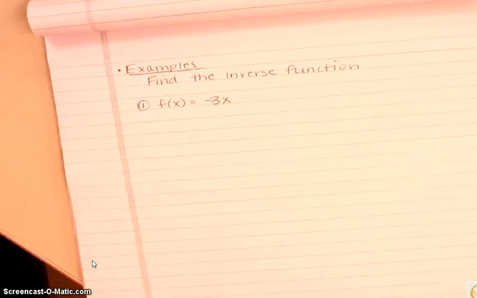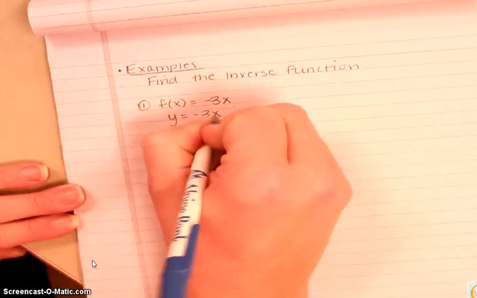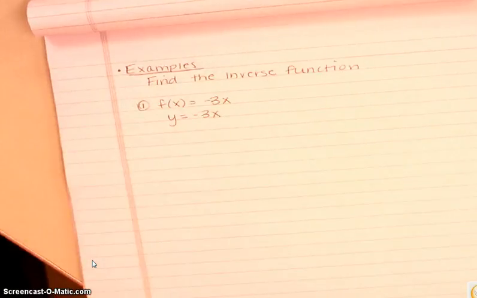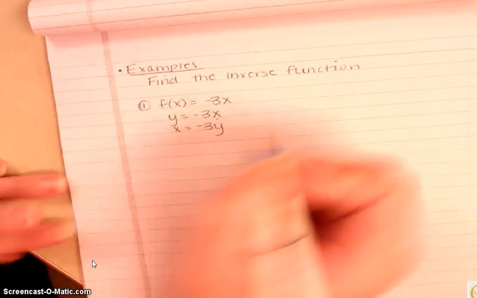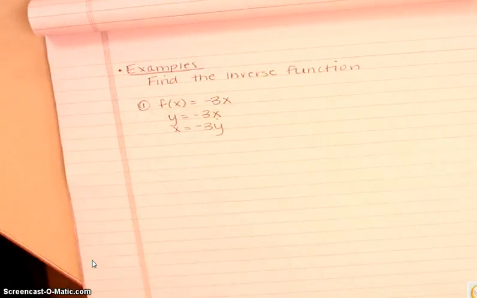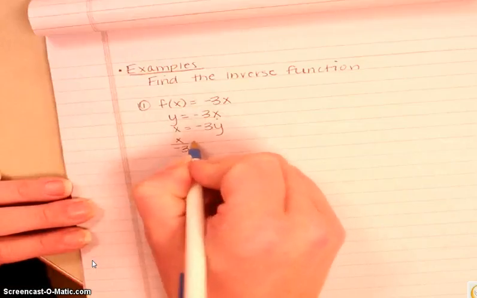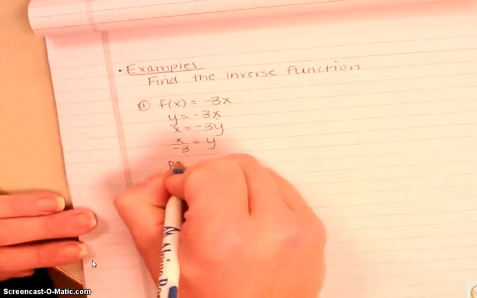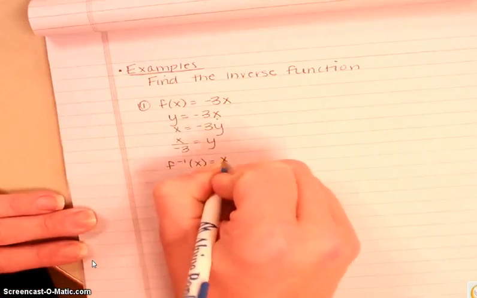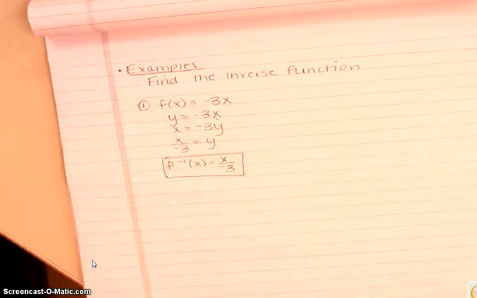Okay, so the first step is replace the f of x with y. Y equals negative 3x. Okay. Second step, we're going to switch the x and the y. So now I'm going to go x equals negative 3y. I literally flip-flopped the x and the y. Okay, now I'm going to solve this new equation for y. So in this case, looks like I'm just going to divide that over. And then just replace it with an f to the negative 1. So I'll write it over here. Okay, that's it. Not too bad.